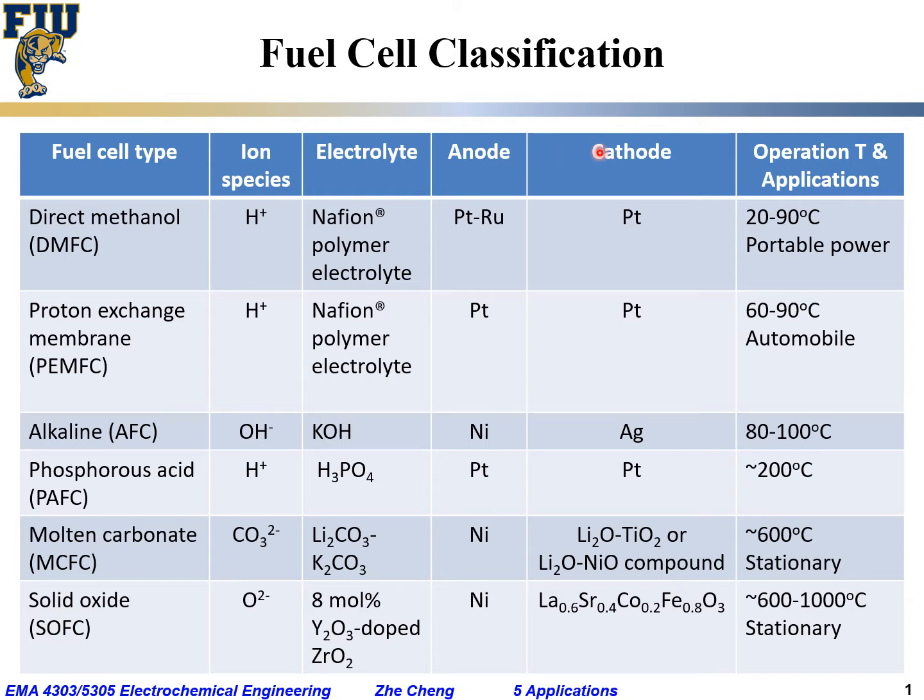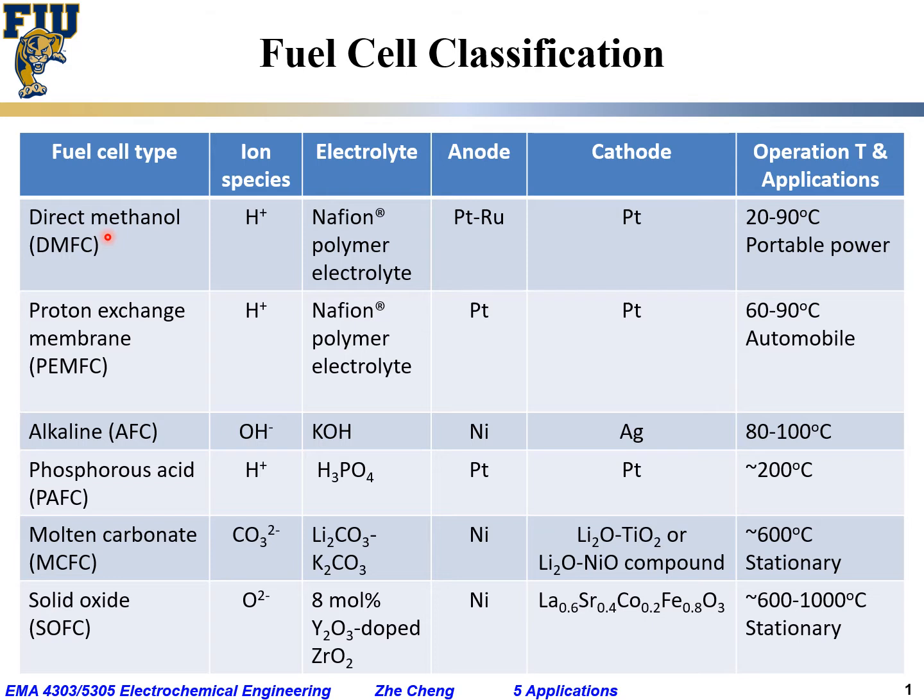The fifth column represents the cathode material, not the cathode half cell reaction. And the last column represents the operation temperature and their applications. The first one would be the direct methanol fuel cell, which means the fuel here would be liquid methanol.